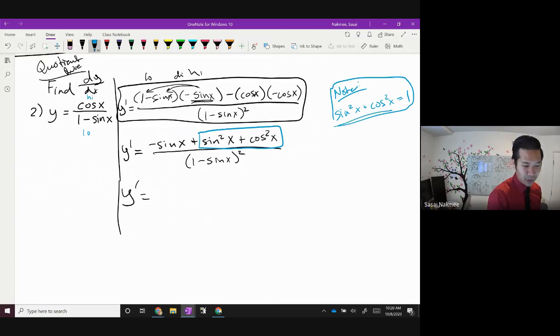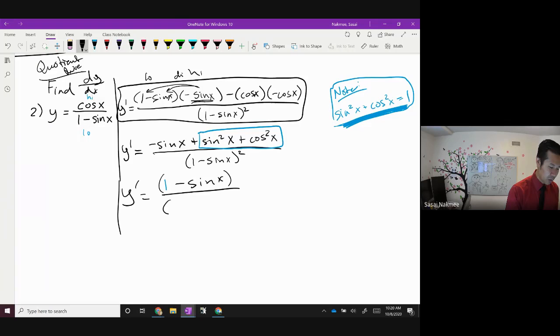I don't know if that looks familiar at all. It's a trig identity that does show up quite often, and it's something that you need to know, that sine squared plus cosine squared is equal to 1. So I can replace this with a 1 and rewrite this as 1 minus sine x in the top, and in the bottom, 1 minus sine x squared, which, by the way, simplifies out to 1 over 1 minus sine x.